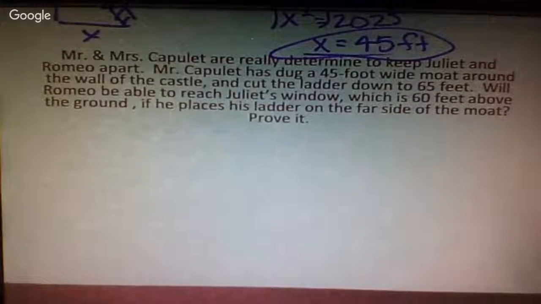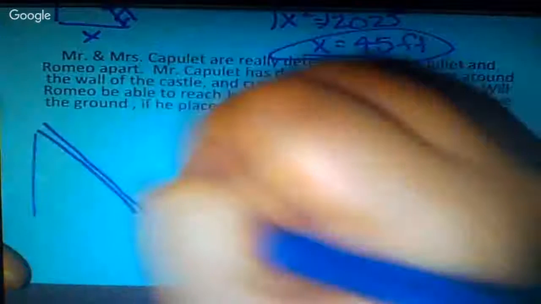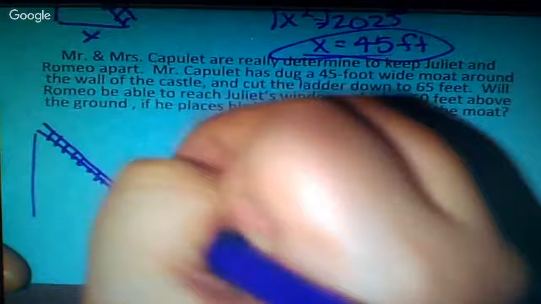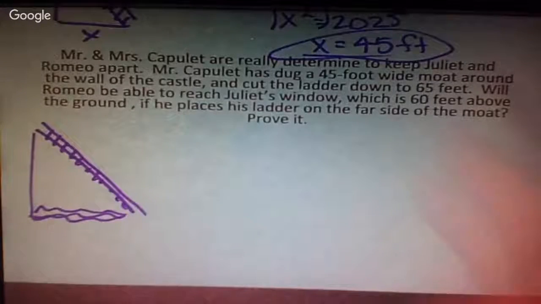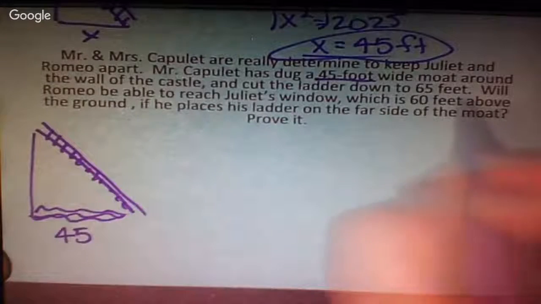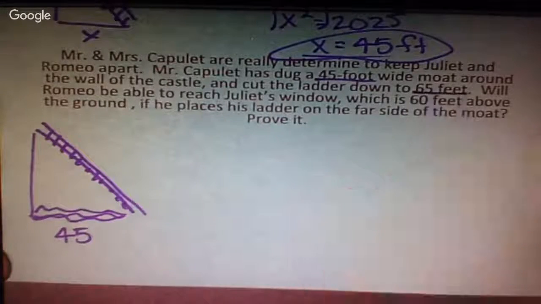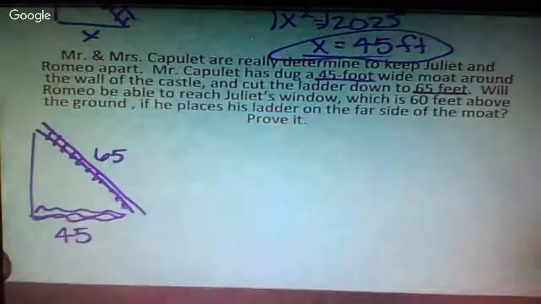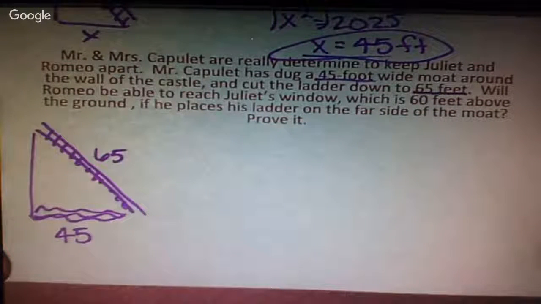So now we still have that same picture. Here's the building. Here's your ladder. And now, they give us 45 at the bottom. Where does 65 go? That's your ladder. They chopped 10 feet off your ladder. Where does 60 go? Wall.